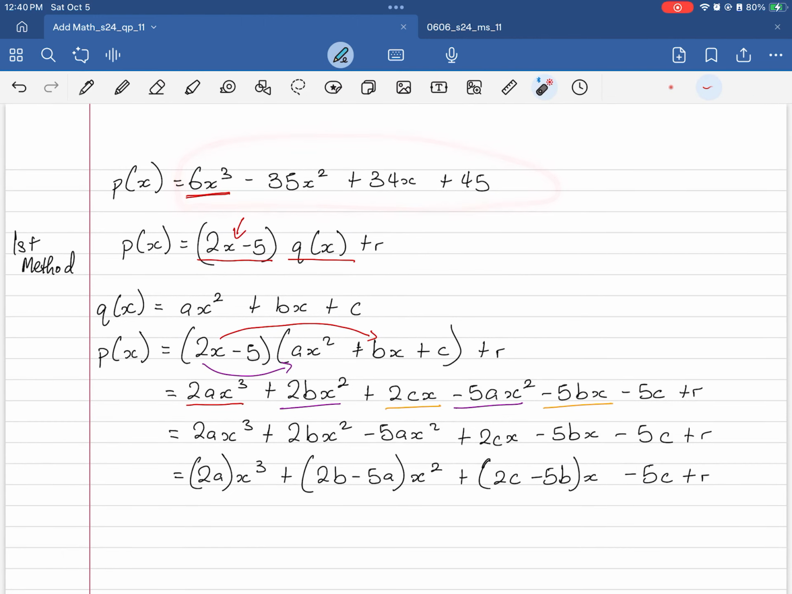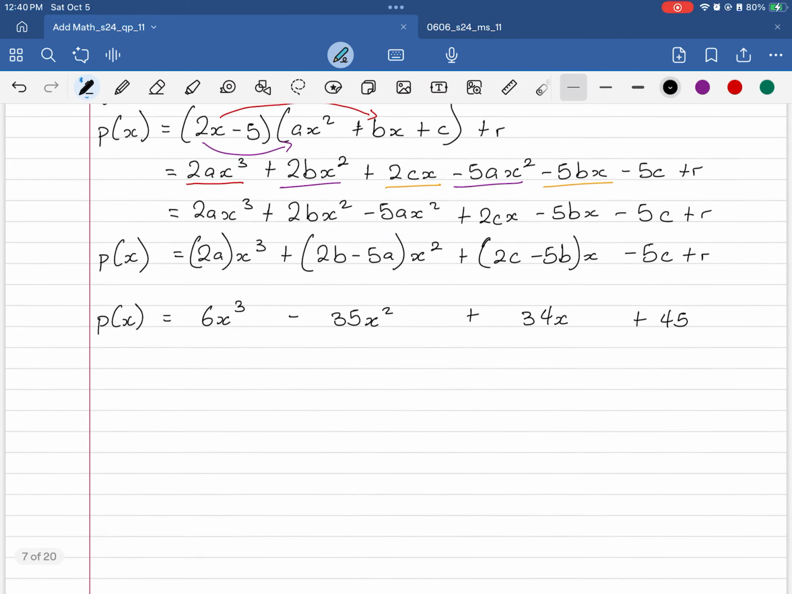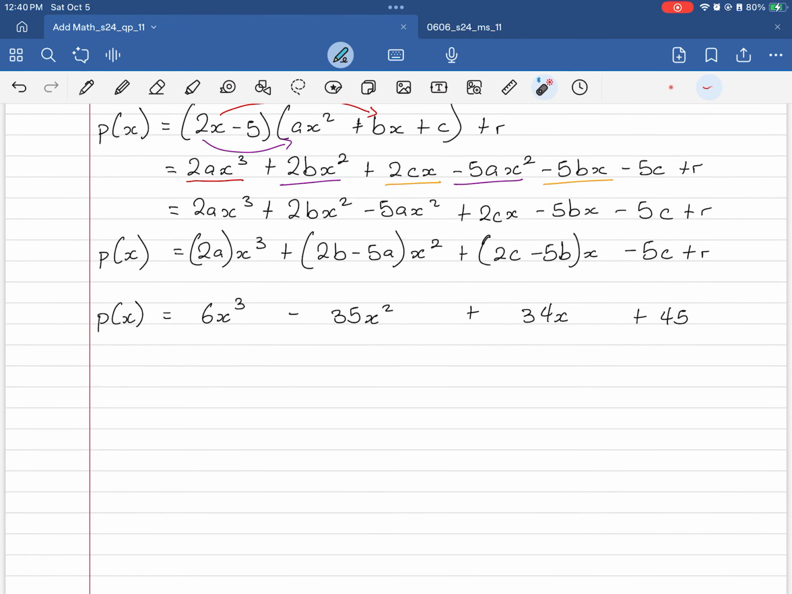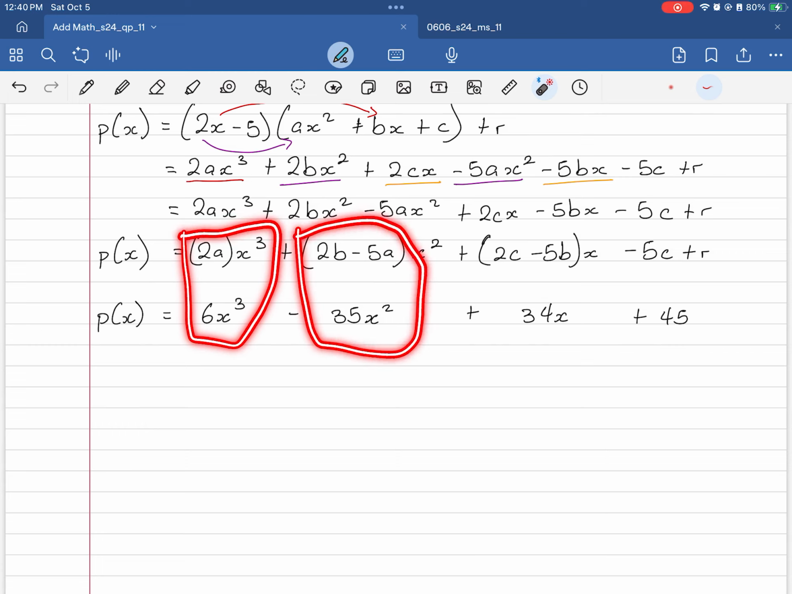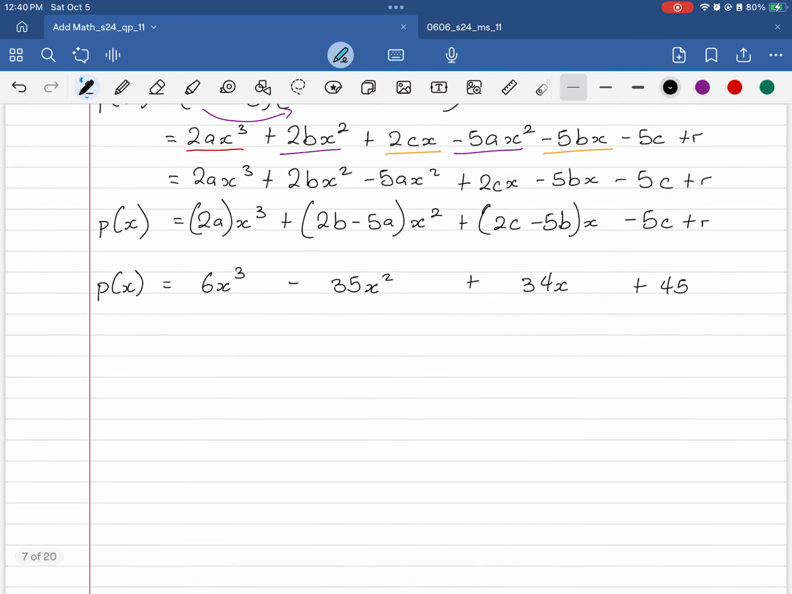Now if we bring the original equation underneath here, you also have that p of x. Keep in mind that this is still p of x. So p of x is equal to 6x cubed minus 35x squared plus 34x plus 45. Now, by now I'm sure you can see what I'm doing. I'm going to compare these two, and these two, and this and this, comparing it to help me find a, b, c, and r.